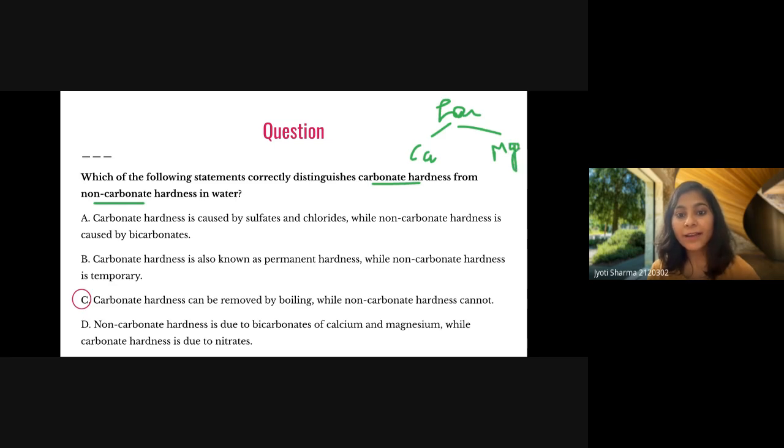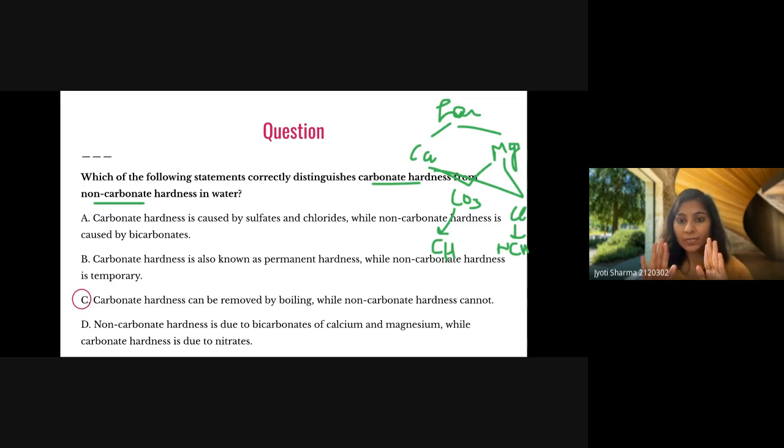Whenever these react with carbonates, then this will give you the carbonated hardness. Whenever this reacts with, let's say, chloride, and other anions we have, that will give you the non-carbonated hardness. So one is CH and another is NCH.